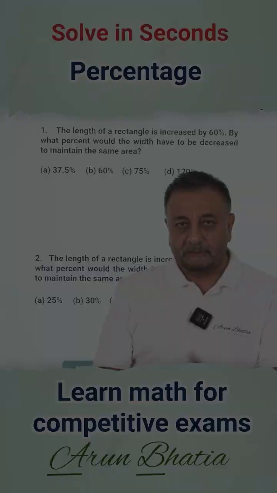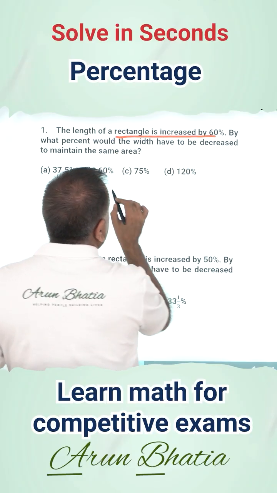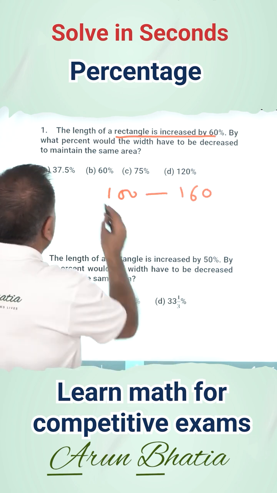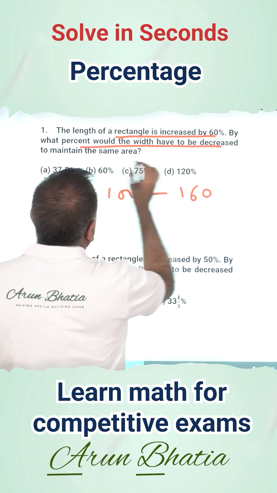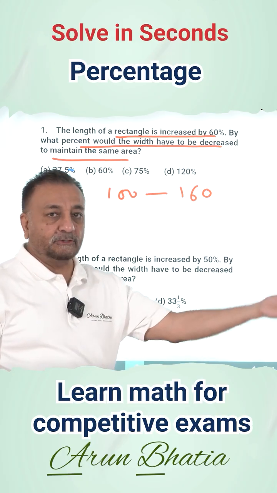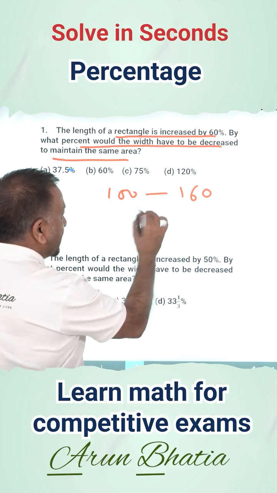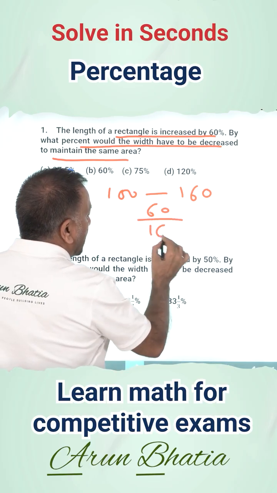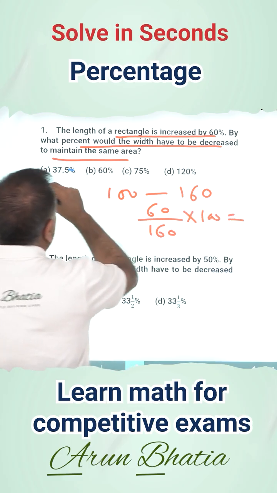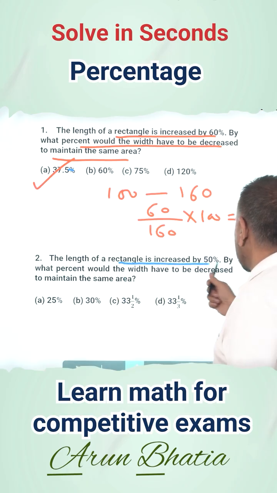Thank you so much. Students, the statement is like this. The length of a rectangle is increased by 60%. We are going to solve this question in seconds. By what percent would the width have to be decreased so that the area remains the same? That means the length is increased by 60%. The width has to be decreased by how much percent so that the area remains the same? The difference is 60. This we need to reduce so that we can again get 100 into 100. So the answer is 37.5.